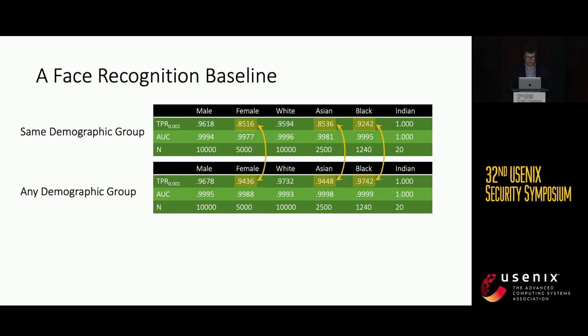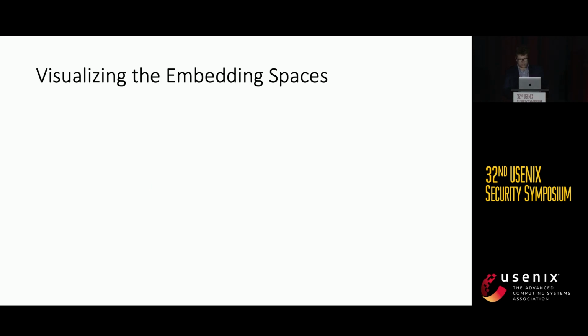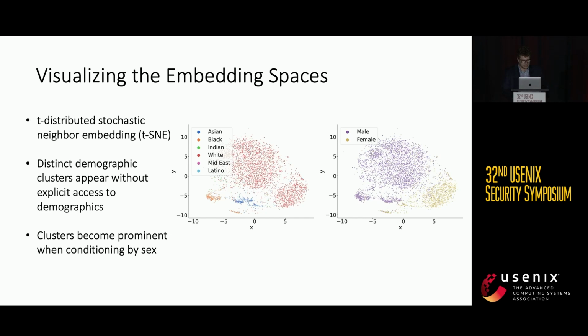And so why is this? Part of looking at face obfuscation and face recognition, why is this? So we visualize the embedding spaces with t-SNE, which is a nonlinear dimensionality reduction technique. And you can see here that distinct clusters appear with respect to demographics, and clusters are especially prominent when conditioning by sex. You can approximately draw a linear separator in this projected space. So that's to say that, if embeddings in the same demographic are clustered closer, then it should be easier to impersonate one another or easier to confuse the system.